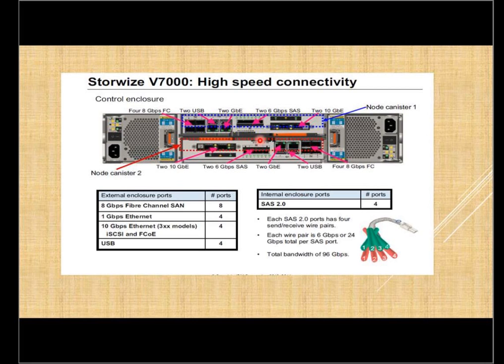Now let us look at the count of those ports. If we are having 8 Gbps fiber channel connectivity, we have a total of 8 ports, and all are on-board ports. 4 ports are residing here and 4 ports are residing on another canister, so 4 ports per canister. If you want 1 Gbps iSCSI connectivity, you can again have a total of 4 ports. Out of those 4 ports, 2 ports will be residing on one node canister and 2 ports on another node canister.